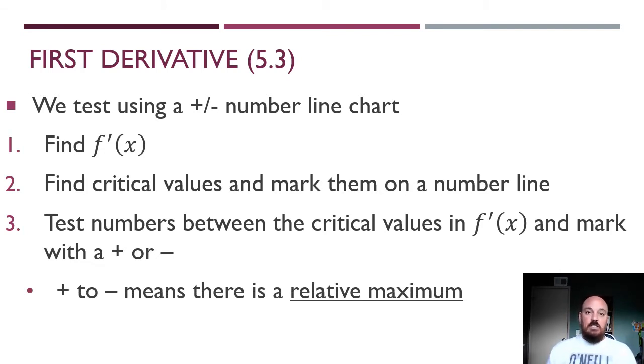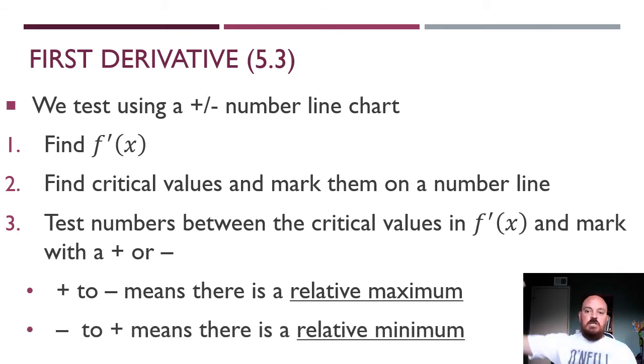Now, anywhere it changes from positive to negative, increasing to decreasing, that's up here at a maximum. Anywhere it changes from negative decreasing to positive increasing, that's down here, that's a minimum. So basically that little plus minus number chart tells you everything. It tells you where it's increasing, where it's decreasing, where the minimums are, and where the maximums are.